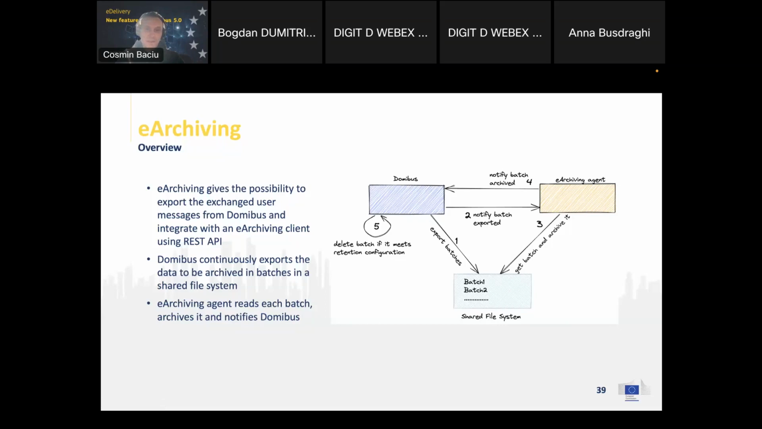successfully. Even if the retention mechanism is met, so let's say a message is expired according to the retention mechanism, if this message is not archived, it will not be deleted. So this is the behavior when archiving is activated. If archiving is not activated, it will behave like before. It will delete the message once the retention mechanism kicks in and the message is expired.